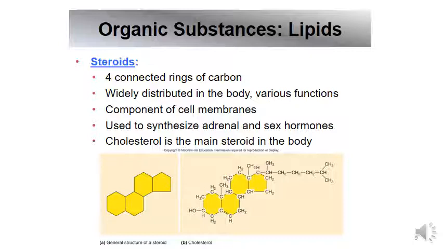Steroids. Steroids are just many rings of carbons. Know that steroids help to make cholesterol. I know we think of cholesterol as being bad, but actually cholesterol is very important for our cell membranes. It helps to keep our cell membrane stable. Cholesterol is a steroid, and so are sex hormones. What I mean by that is estrogen and testosterone are also steroids.